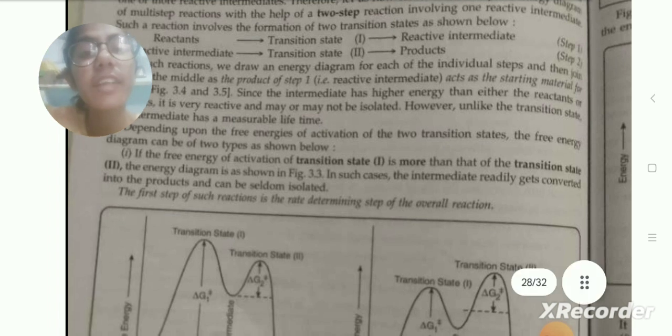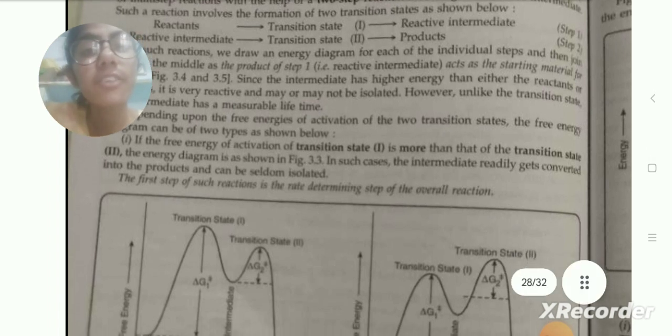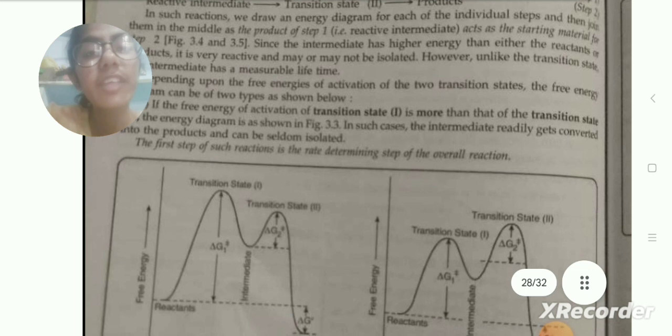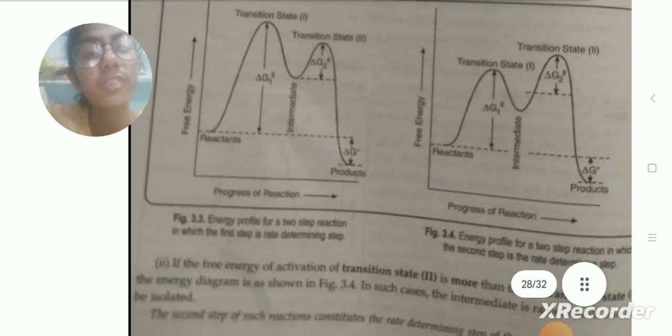First, if the free energy of activation of the second transition state is less than the first transition state, the energy diagram is shown in figure 3.3. In such cases, the intermediate is converted into the product and can seldom be isolated. The first step is the rate determining step of the reaction.